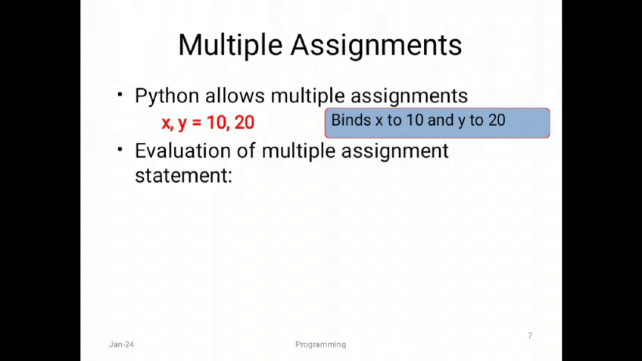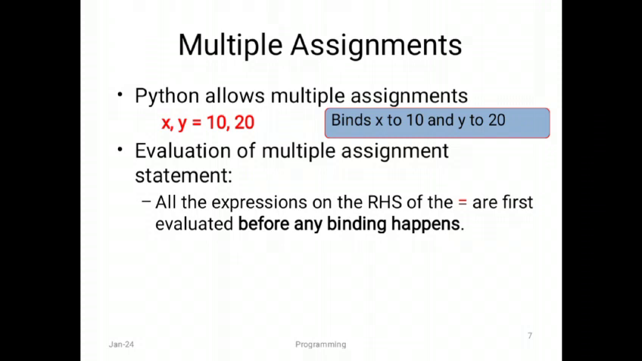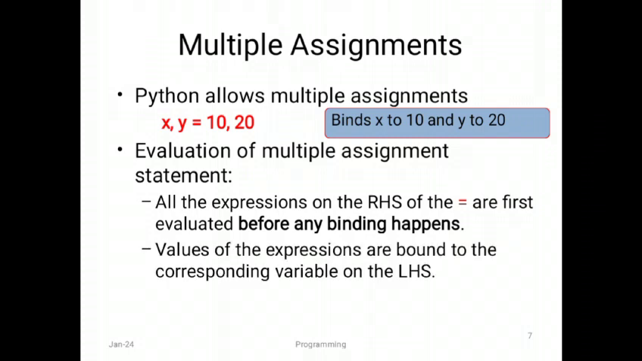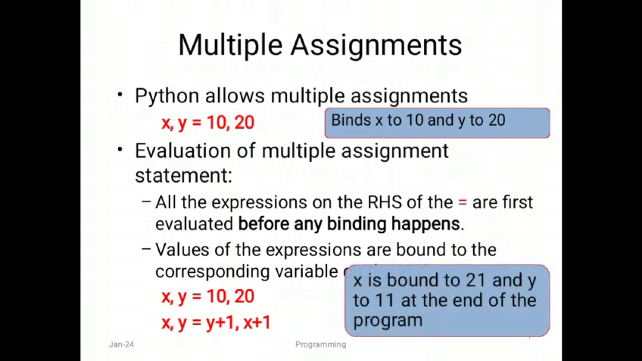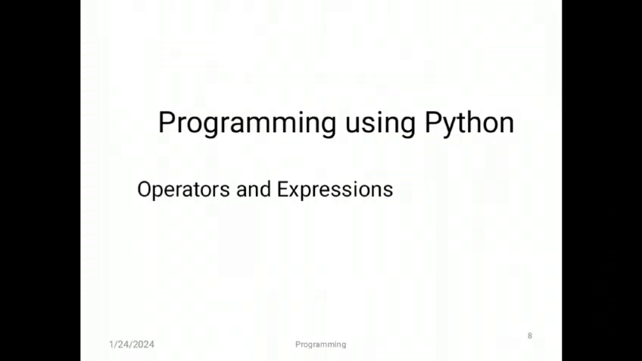Evaluation of a multiple assignment statement. All the expressions on the right hand side are first evaluated before binding happens. Values of the expressions are bound to the corresponding variables on the left hand side, like x comma y equal to 10 comma 20, then x comma y equal to y plus 1 comma x plus 1. Here x is bound to 21 and y is 11 at the end of the program.